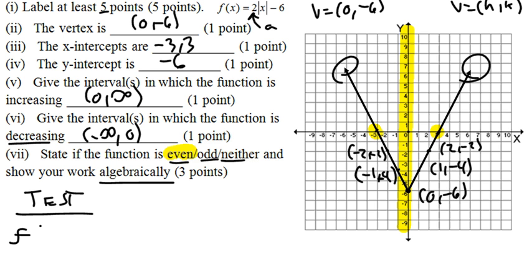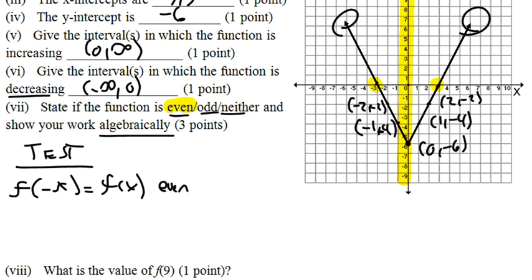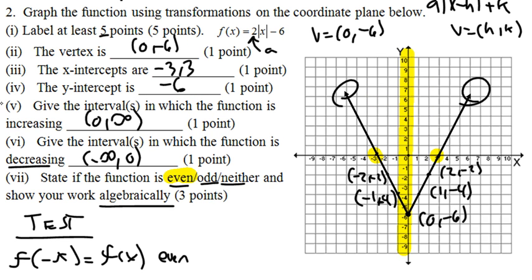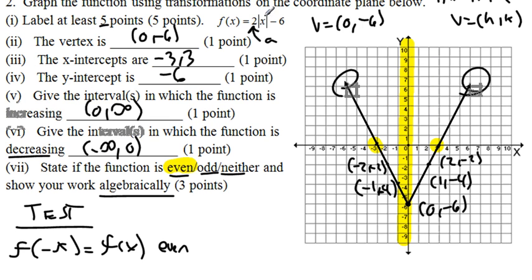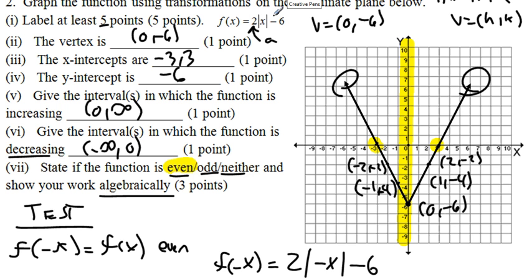That means if I take my function and if I plug in negative x, if the original function pops out, the original function, such as up here, then this is called an even function. Okay? So let's do it. Let's plug in negative x. So I'm going to replace x right here with negative x. So I'm going to say f of negative x equals 2 times the absolute value of negative x minus 6. Notice I just replaced my x value up here with negative x.